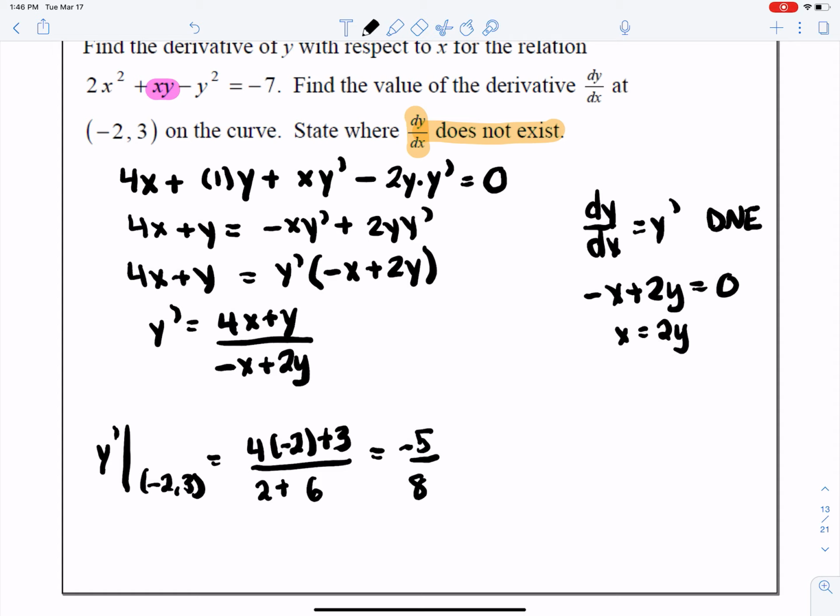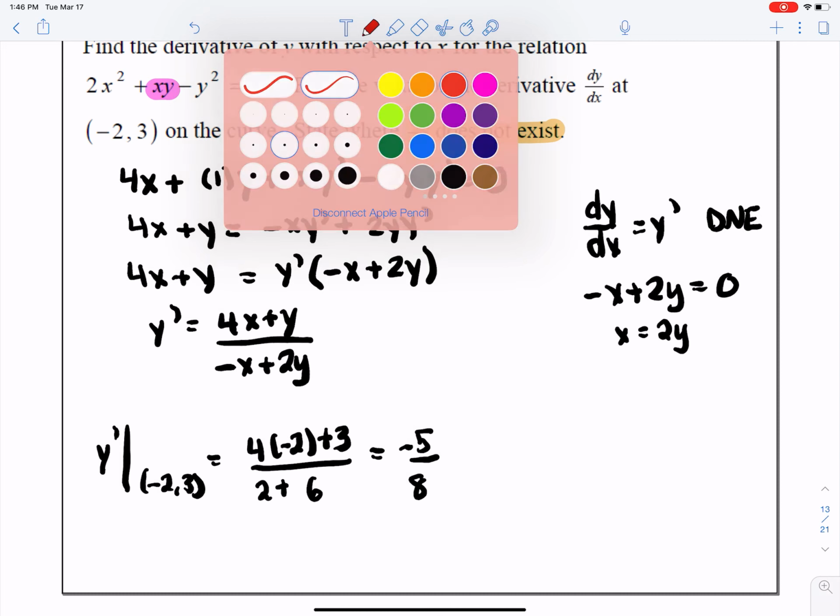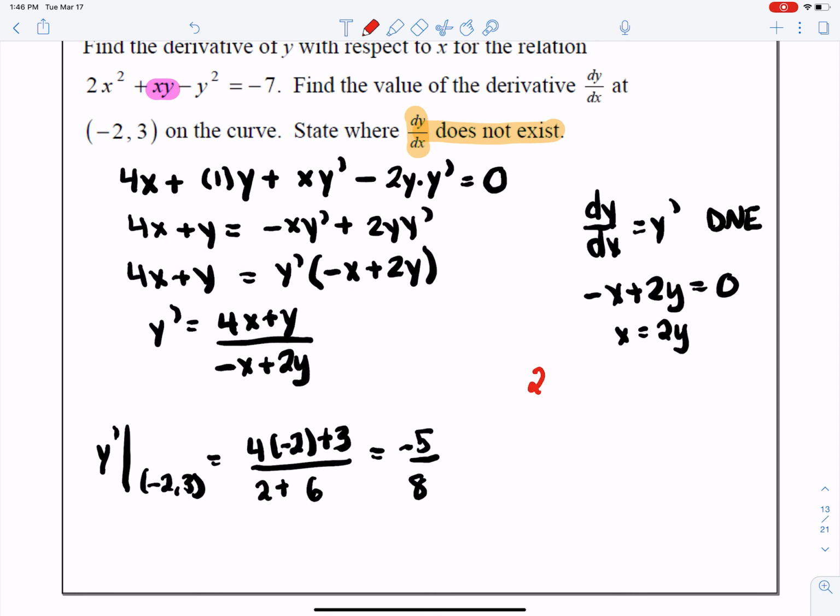Now we could go back and actually sub everywhere we see an x, sub it in as a 2y and solve. So I'll show you how to do that, but we're not going to actually finish going through it. But you may be expected to do this as well. So 2x squared plus xy minus y squared equals -7. We have a relationship here of when the derivative is not going to exist. So 2 times 2y squared plus 2y times y minus y squared equals -7. So 4y squared plus 2y squared is 6y squared.